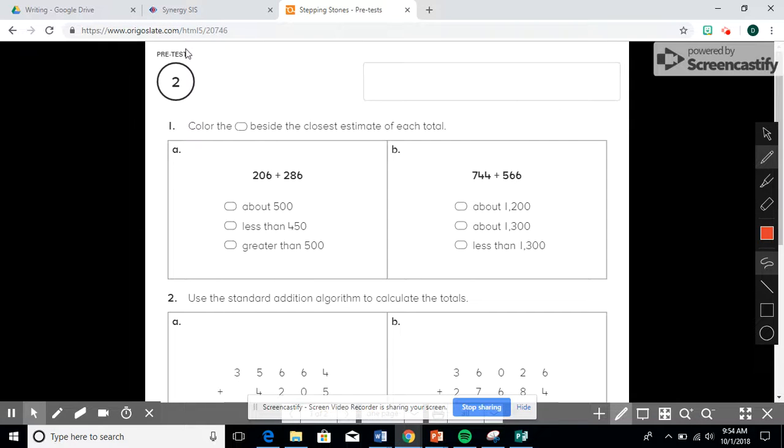This is the pretest for Module 2. We are going to use it to review for our test at the end of the unit. The first question says, color the circle beside the closest estimate of each total.